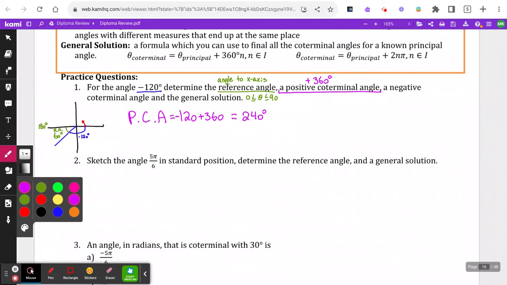A negative coterminal angle is just subtracting 360. So that means it's still going that direction. You're just spinning the other direction. So it'd be negative 480. Those are coterminal angles. They get me to the same spot.